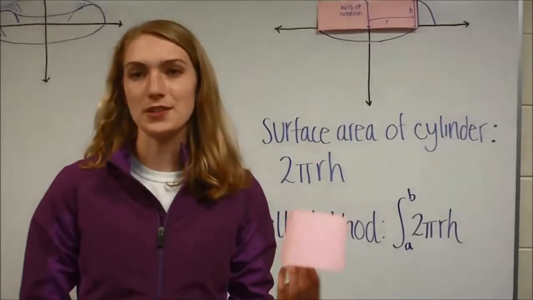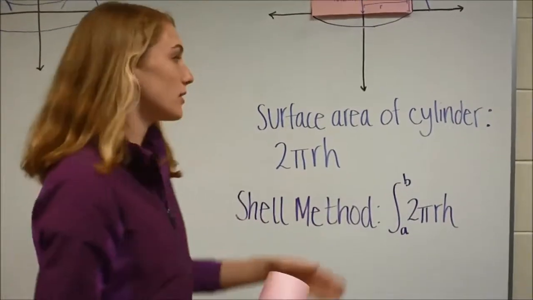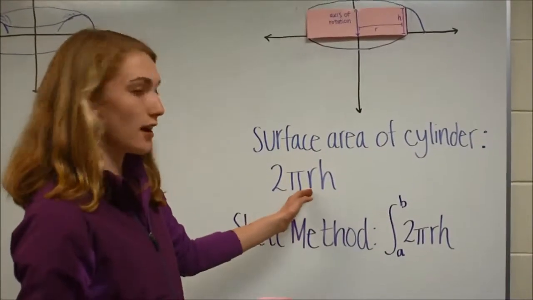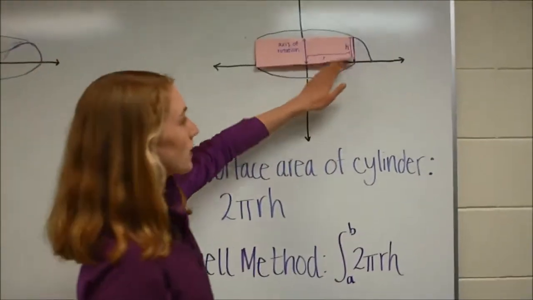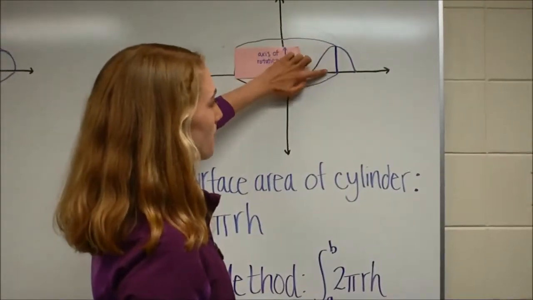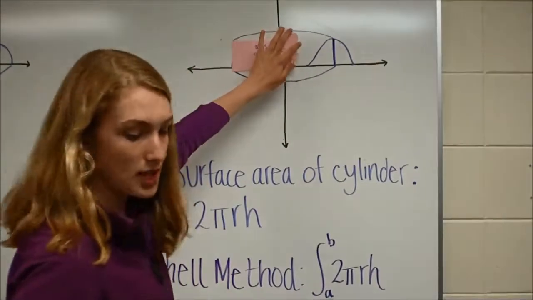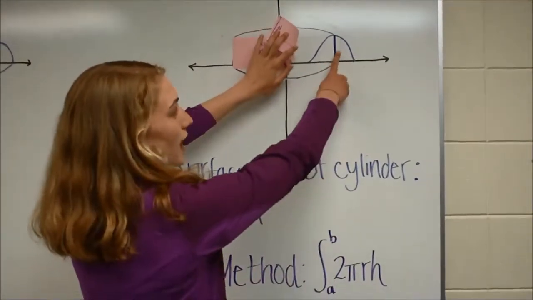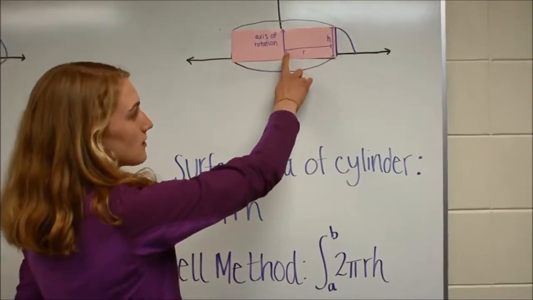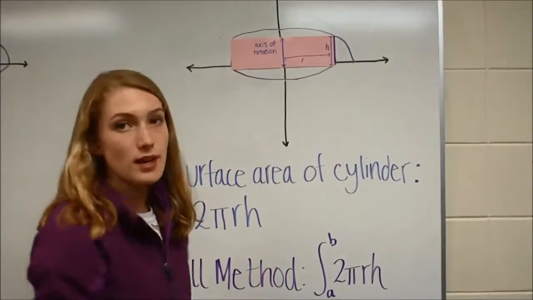If you're trying to find the surface area of the cylinder, you can use the formula 2 pi rh, where h is the height and r is the radius. So if you look at the shape you have, you can draw a line parallel to the axis of rotation and call that the height. You can then know that the distance from the axis of rotation to the height is the radius.